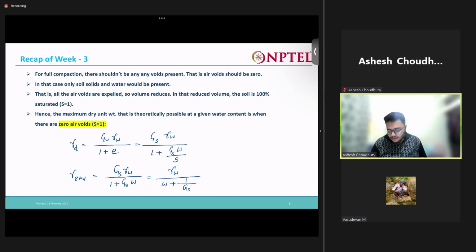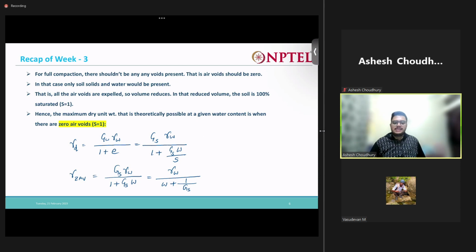Yeah. So for a full compaction, there should not be any void present. That is, the air void should be zero. So this is a very ideal case. In the theoretical case, you have compacted a certain amount of soil, and during that process of compaction, you have applied some mechanical energy so well that there are no voids present in the soil. You have totally eliminated the amount of voids present in that soil, right? So remember that for 100% compaction, the air void should be zero.